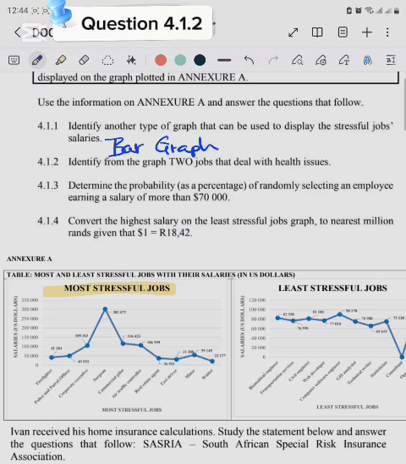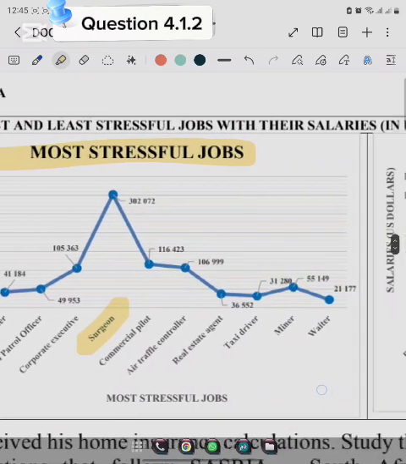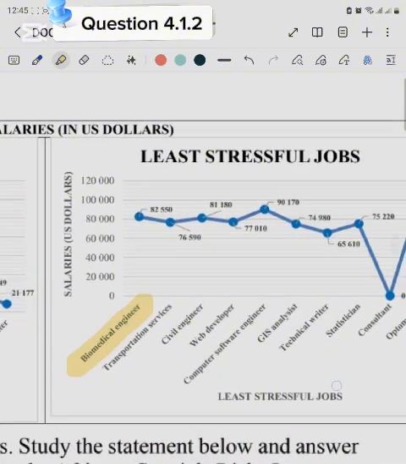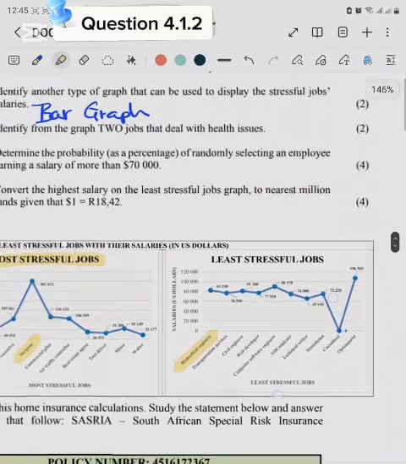Then they said identify from the graph two jobs that deal with health issues. So if you look at the jobs that deal with health issues, going along at our base over here, surgeon would have definitely been one of them. And then the other one would have been a biomedical engineer. And the hint being that they use the word medical in there. So you could say that.